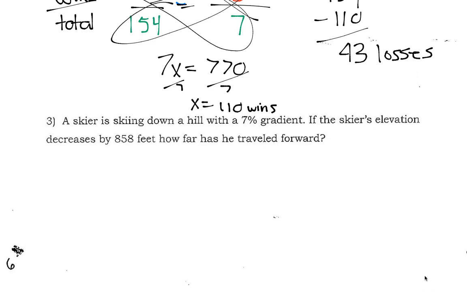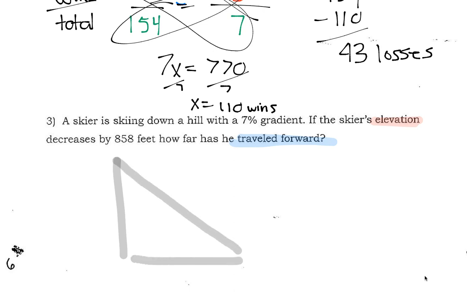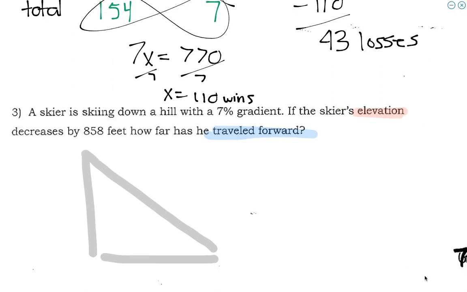If the skier's elevation decreases by 858 feet, how far has he traveled forward? So there's 2 quantities that are being compared. Elevation, which is vertical up and down, and then traveling forward, which is horizontal. Because in order to go in a downhill diagonal way, you have to move both vertically and horizontally at the same time. That's what gives us rise over run.